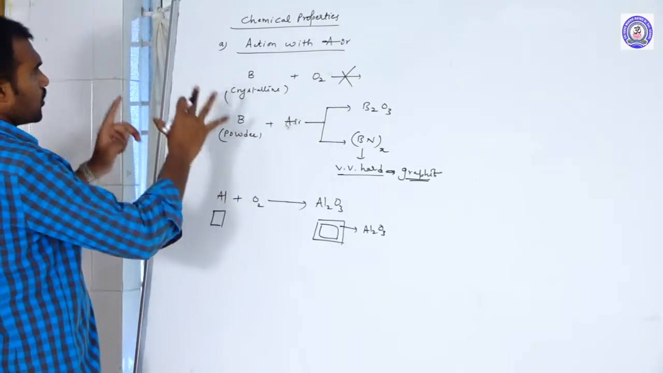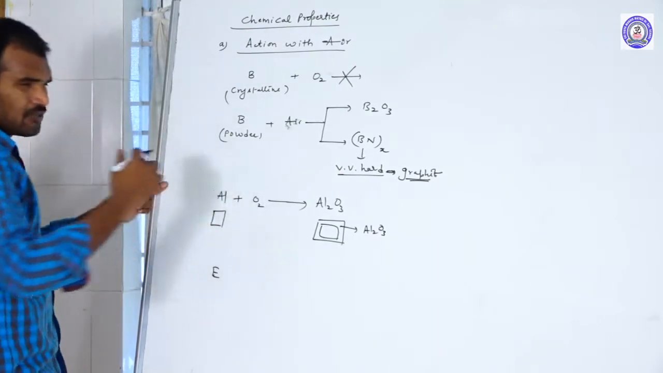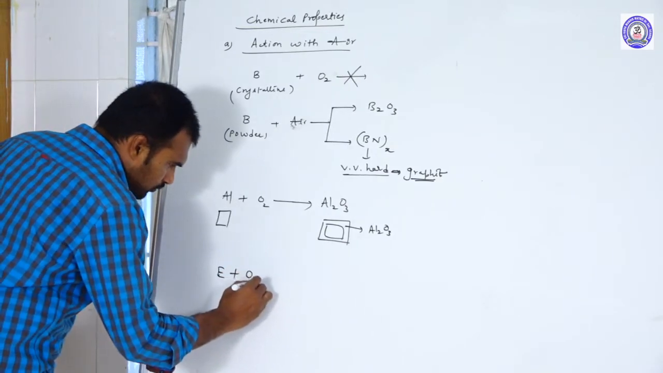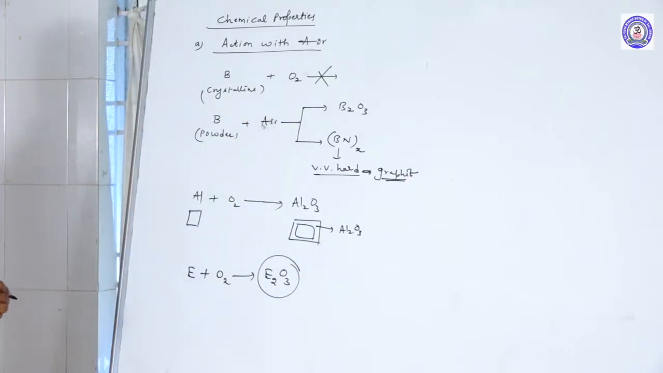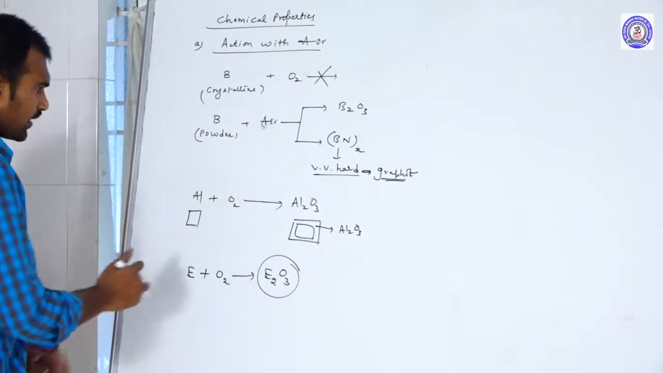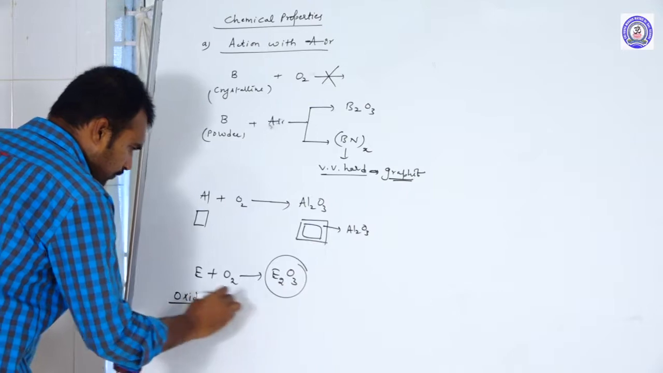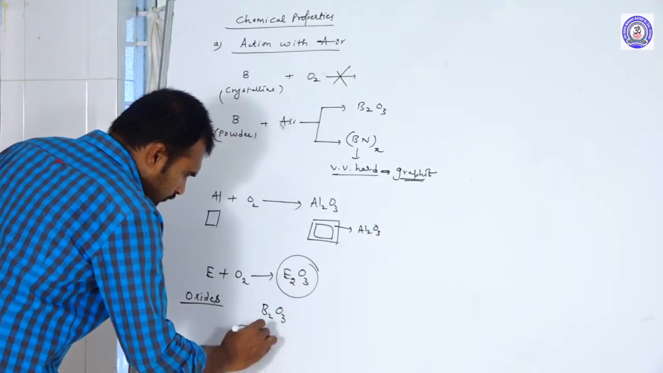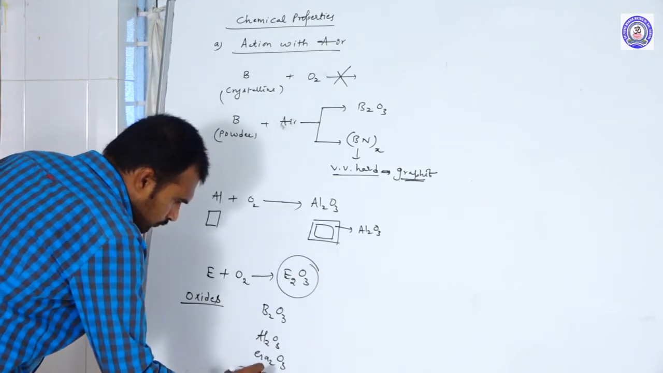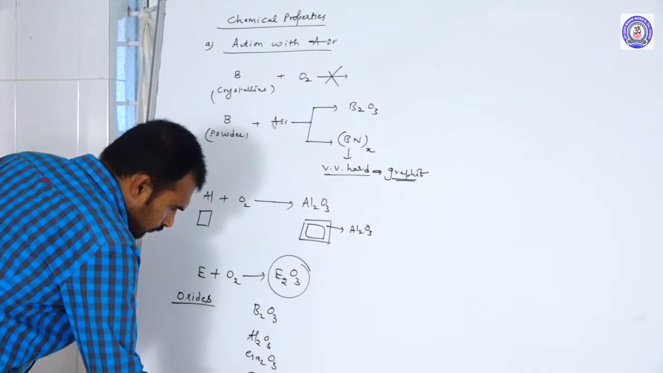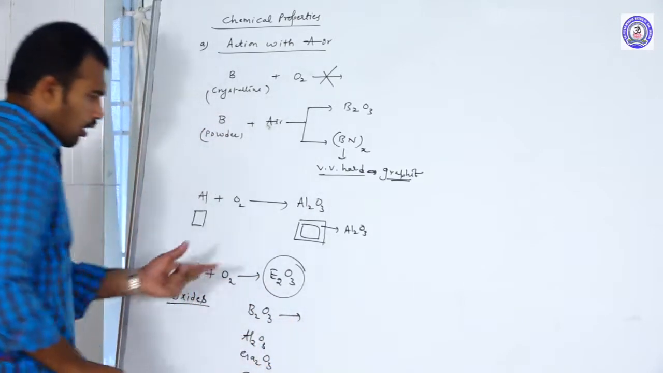So this is about the reaction with air. The remaining elements, gallium, indium and thallium, react with oxygen, and they form E2O3 type of oxides. Let us discuss the nature of these oxides here. If you take B2O3, Al2O3, Ga2O3, In2O3 and Tl2O3, B2O3 is an oxide of a non-metal.